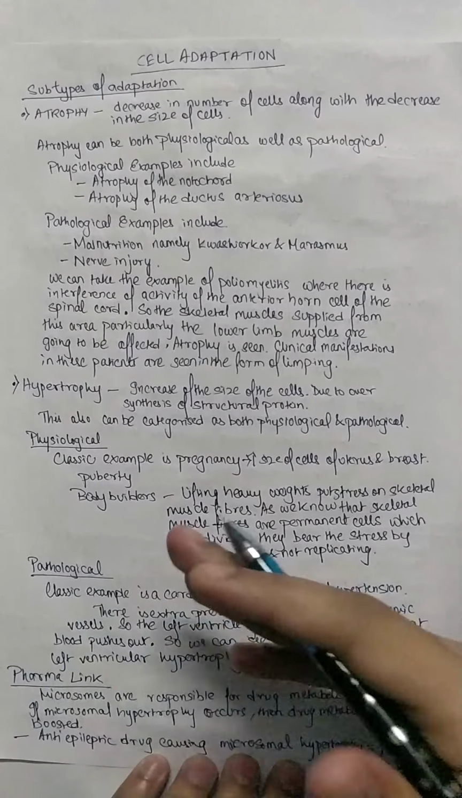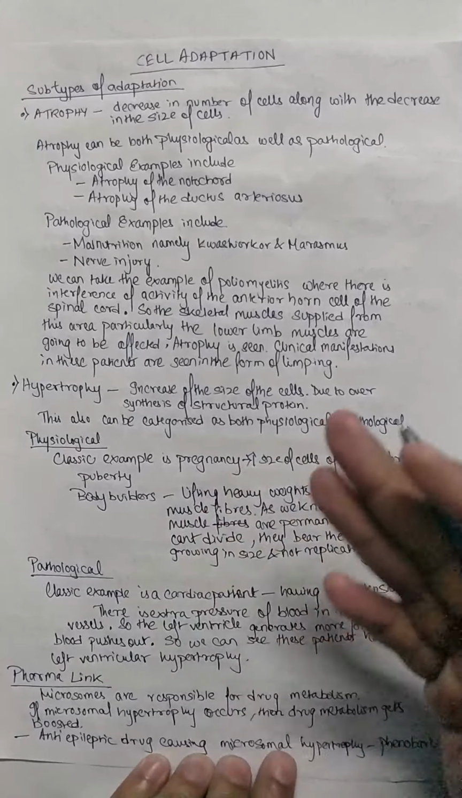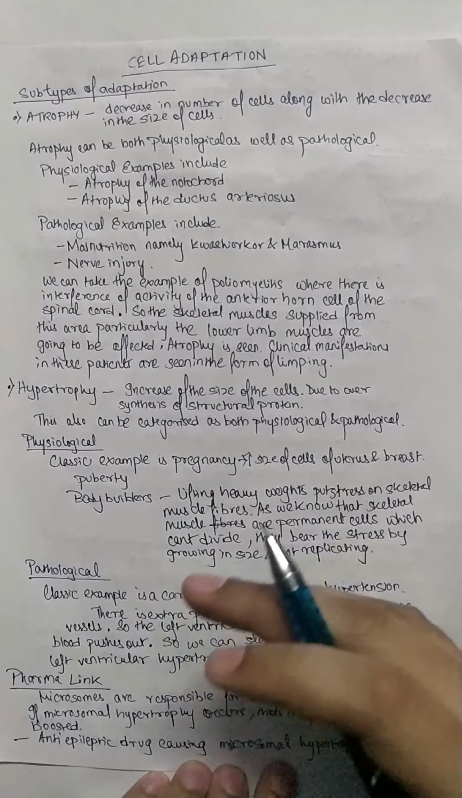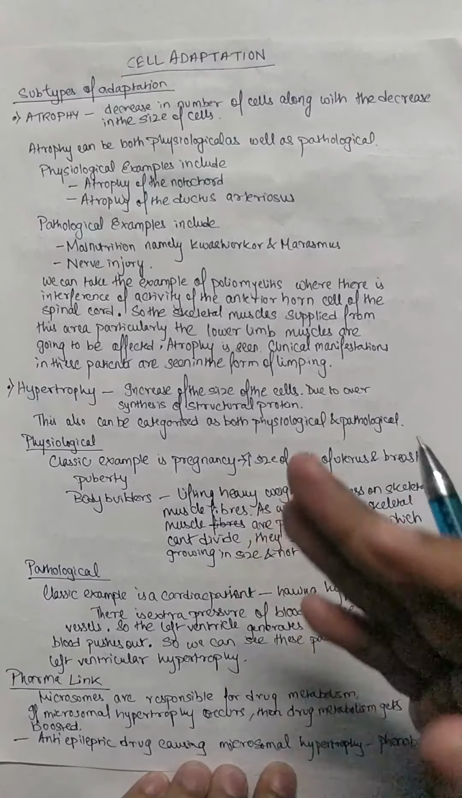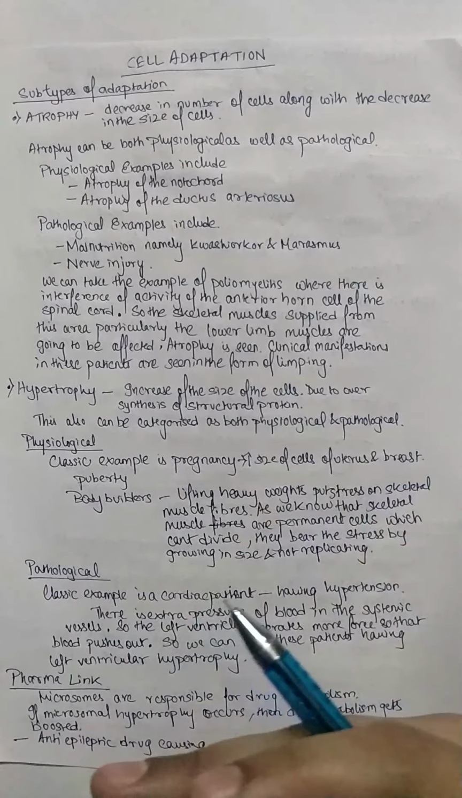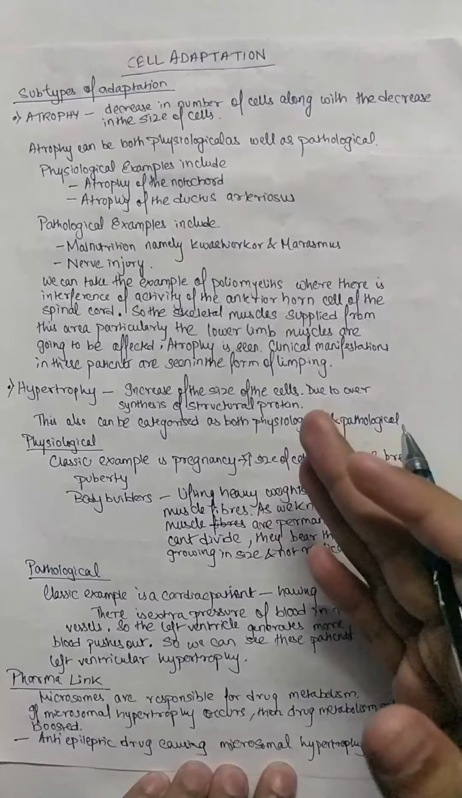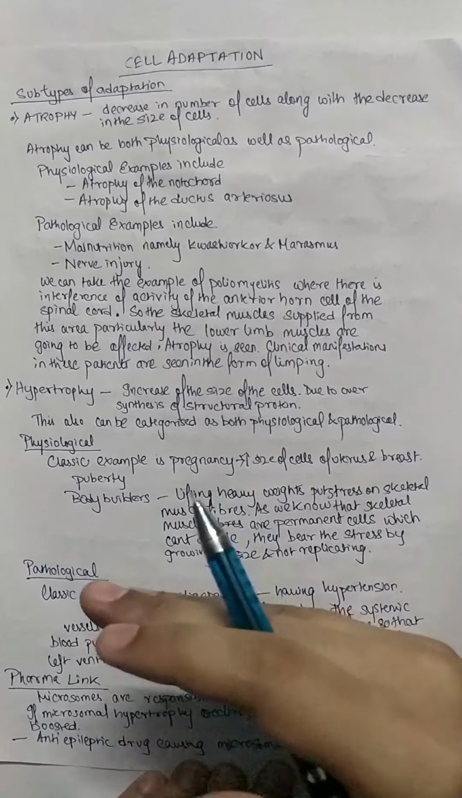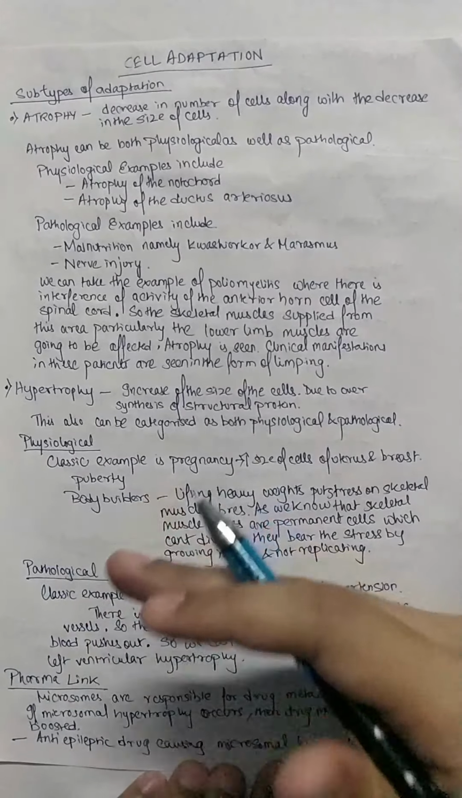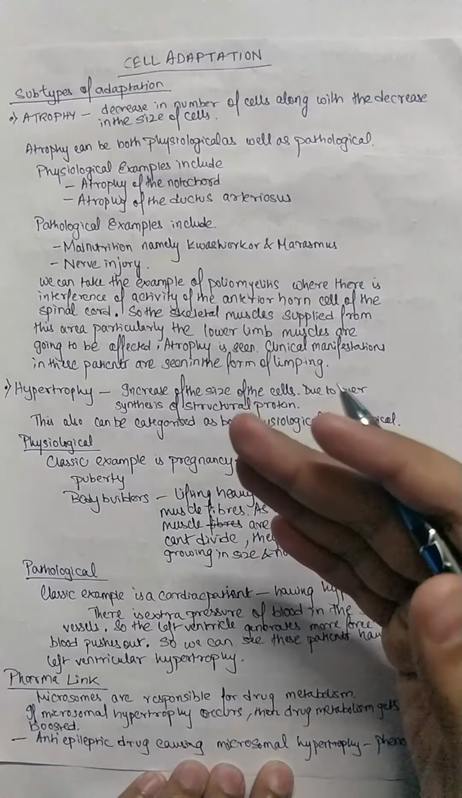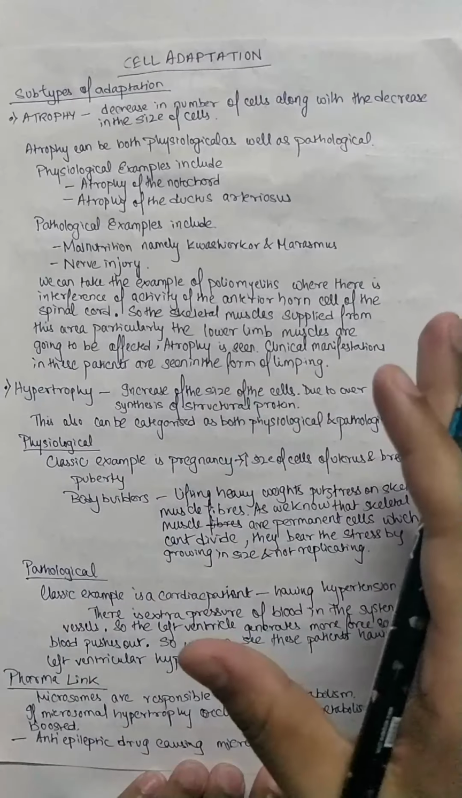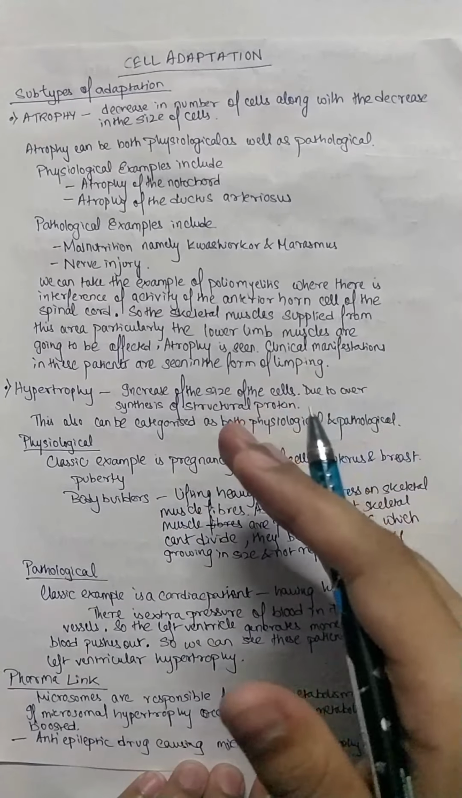Now we introduce the topic of cell adaptation. Now, speaking about the subtypes of adaptation, there are subtypes like atrophy, hypertrophy, hyperplasia, and metaplasia. So, starting with atrophy, atrophy is a decrease in number of cells along with the decrease in the size of cells. So, atrophy can be both physiological as well as pathological.